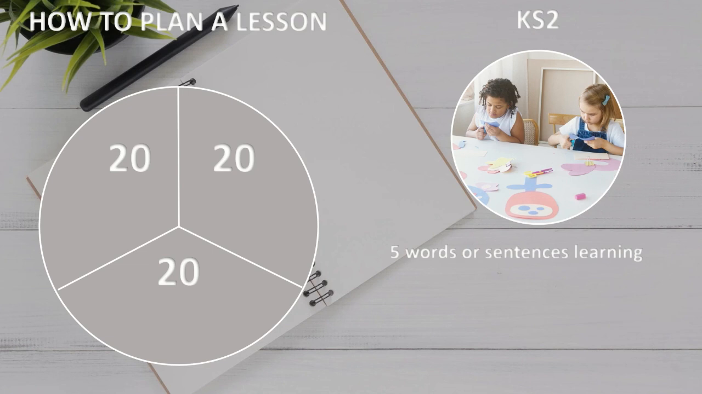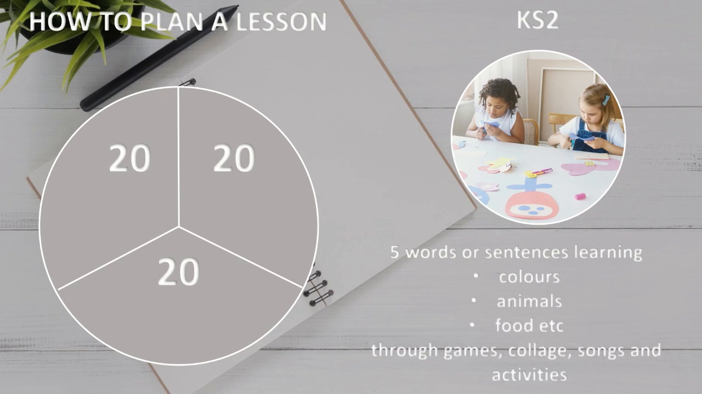For Key Stage 2, you can learn 5 words or sentences, a bit like small sentences. And you can work with some colors, animals, food, etc. But then you can do more collage or songs and more fun activities.